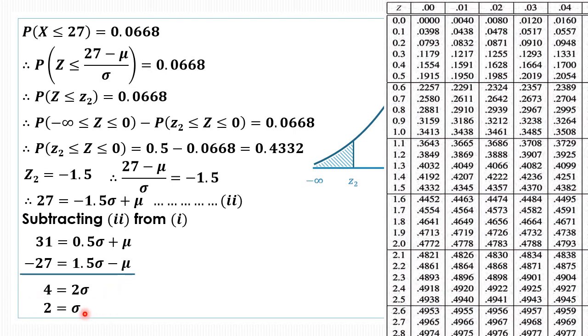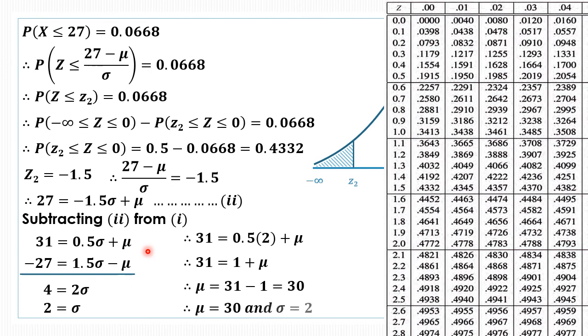Now what I am going to do, I am going to put this sigma value 2 in this equation here. So 31 is equal to 0.5 bracket 2 plus mu. So 31 is equal to 1 plus mu. So when I change the side of 1, it becomes mu is equal to 31 minus 1, that is 30. So in this long question, mu is 30 and sigma is 2.